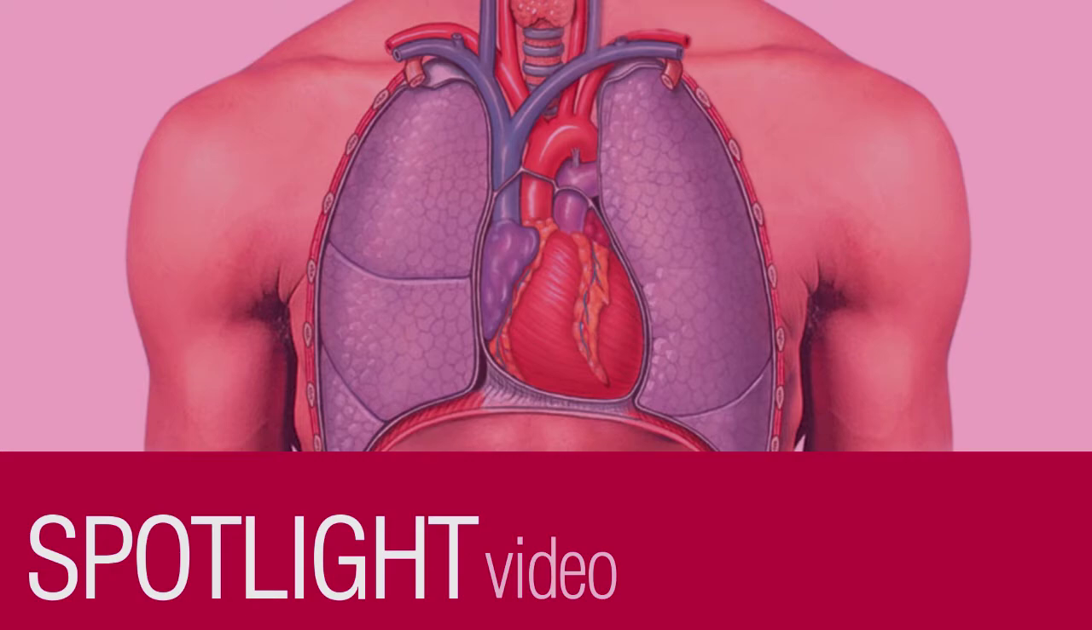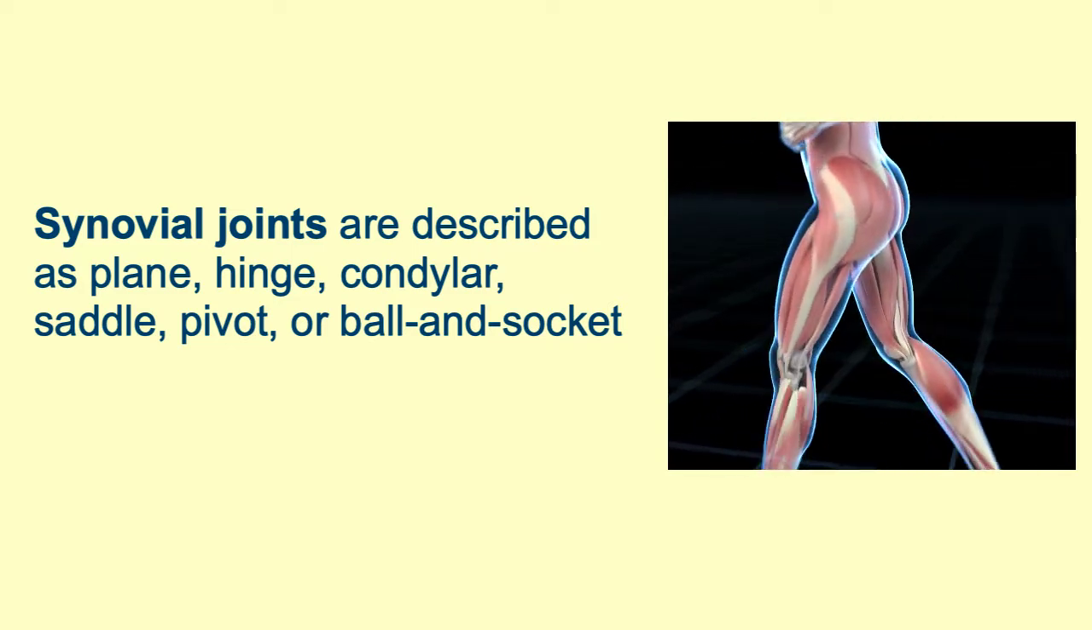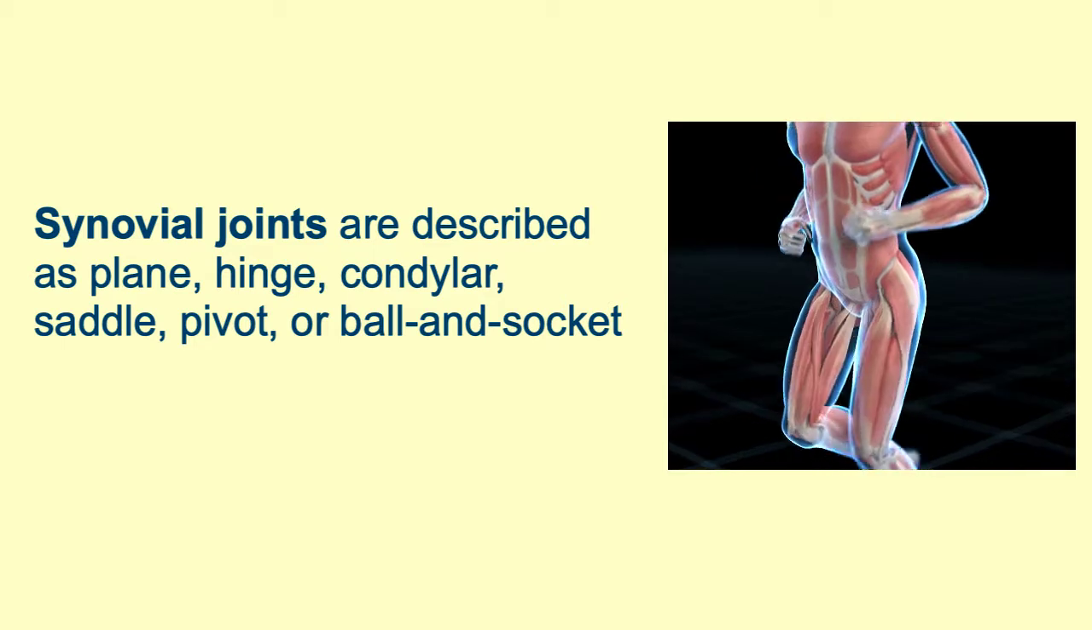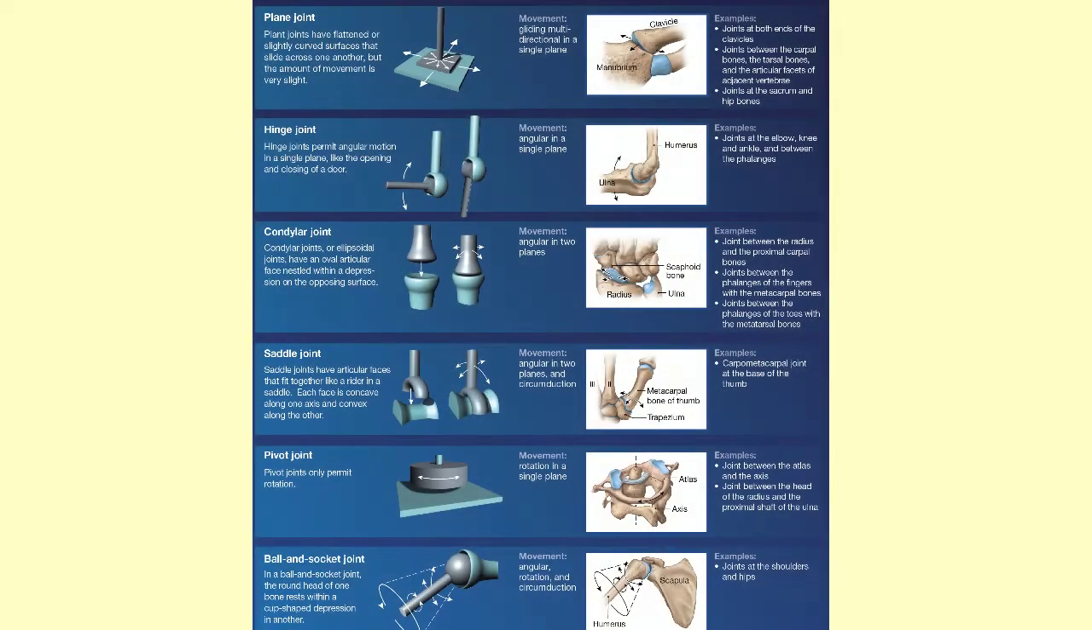After watching this video, you should be able to describe the structure and function of the 6 types of synovial joints. Knowing this will not only help you understand how joints work, but also appreciate what happens when joints are injured. The structure of a synovial joint determines the direction and amount of movement it allows.